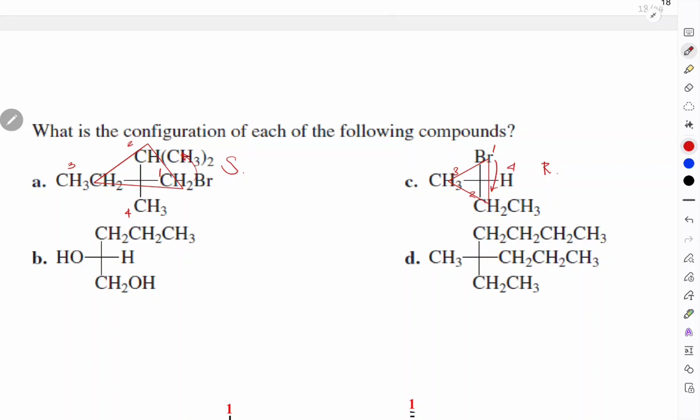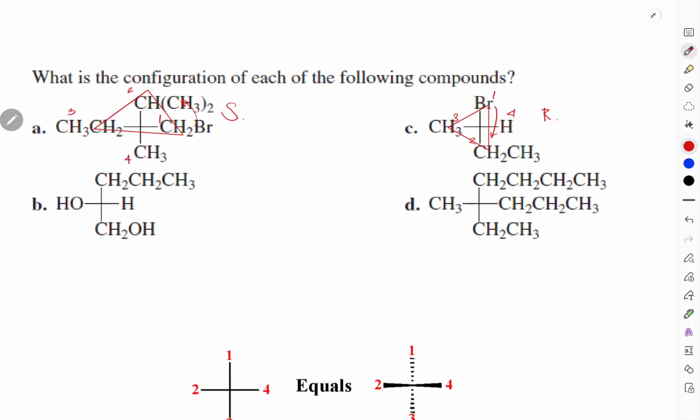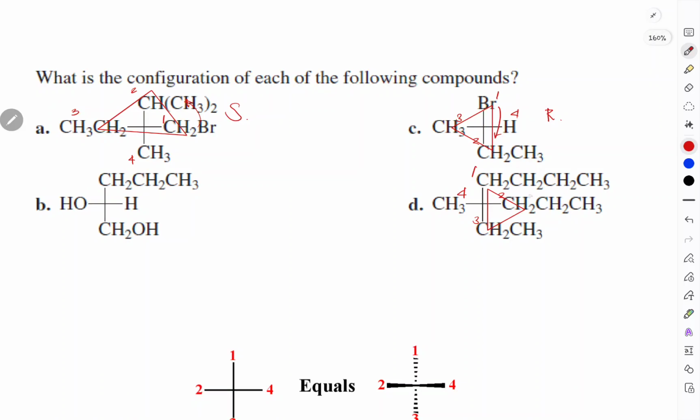Then you make a triangle with these 3. Okay? And you know the priority. This will give you R configuration. That means the original asymmetric center, the original configuration, has the opposite.